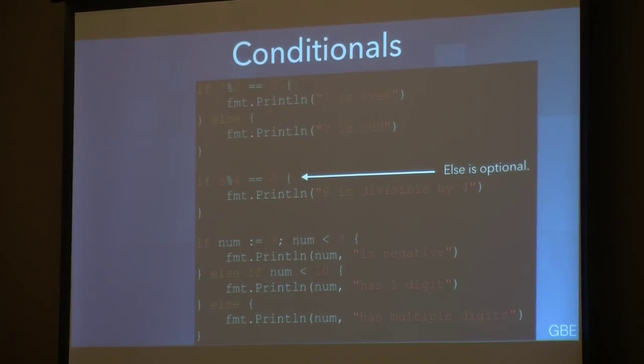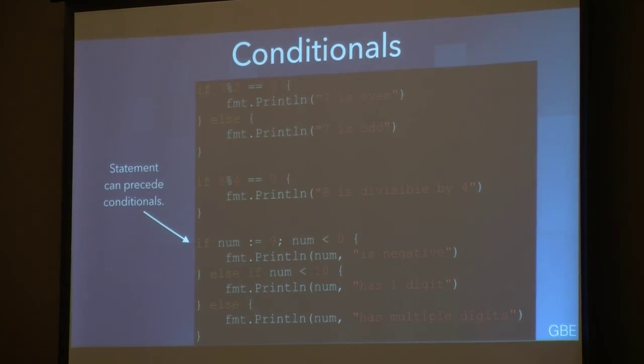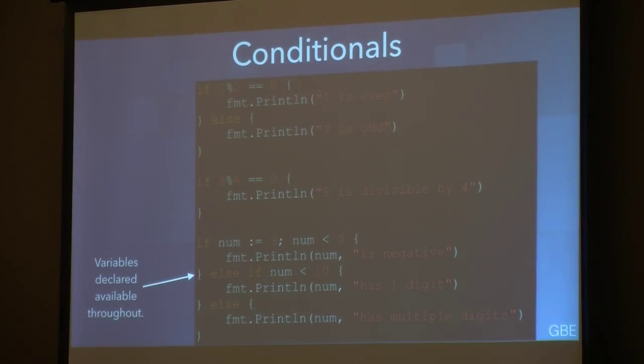Obviously elses are optional, that makes sense. There is this syntax where you can have a statement and a conditional built in together. So I'm setting num to be 9, and then I'm doing some checks on that throughout. Now obviously reading this code is kind of silly. We know this one will never succeed, but this one will, and this statement declares a variable that is actually available throughout that whole scope.